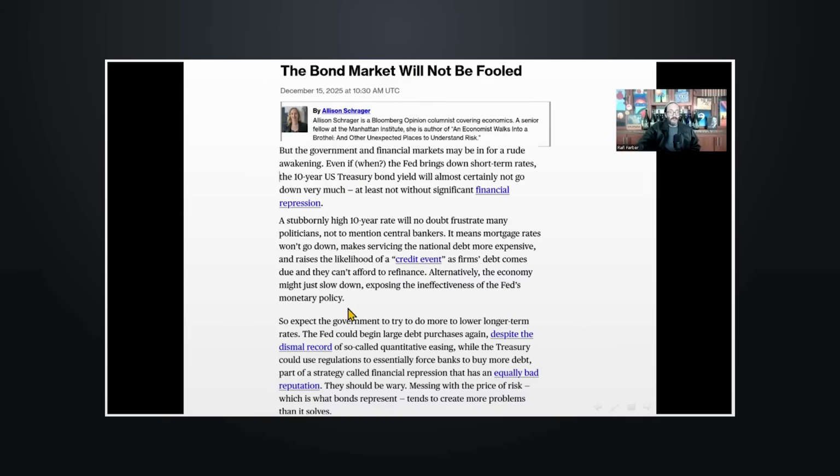Let's read the final paragraph here. So expect the government to try to do more to lower long-term rates. This is when she explicitly calls for QE on the long end of the curve, on the 10-year, 20-year, 30-year bonds, which is what's going to happen, which hasn't happened yet.